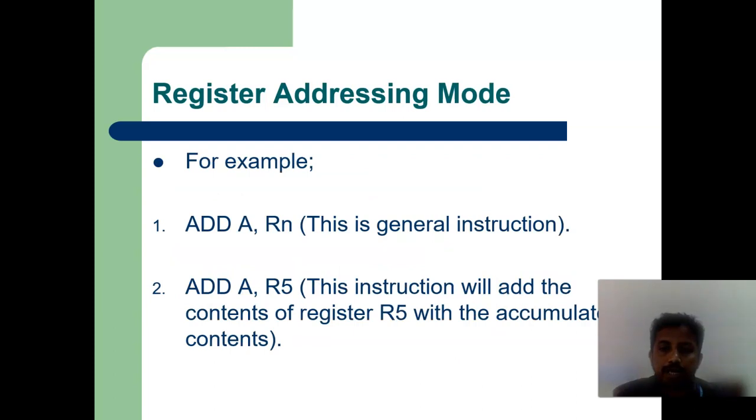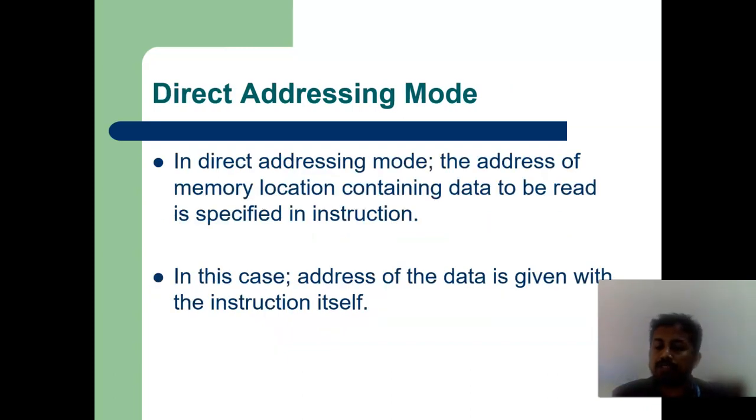For example, ADD A, Rn. Here Rn is a register, and A is a register. So this is a register addressing mode. ADD A, R5. R5 is a register. Similarly, MOV A, Rn, or MOV B, A. All these are cases where both operands are registers.